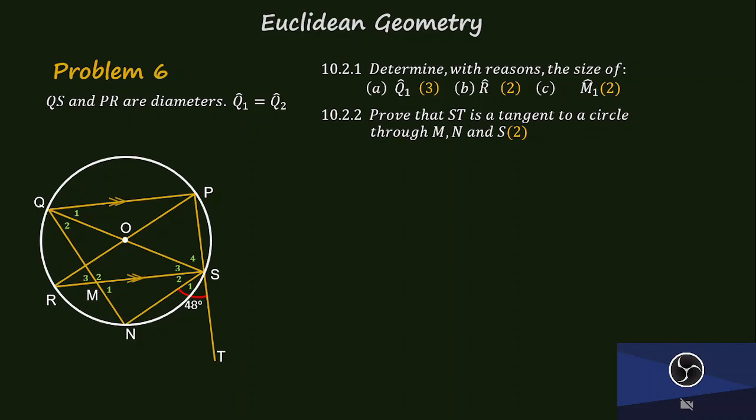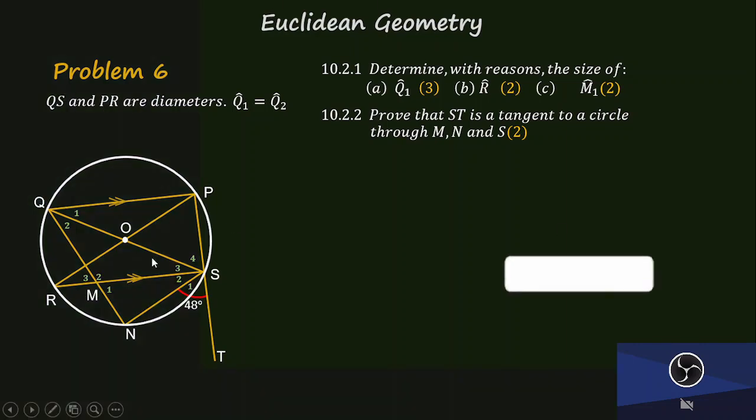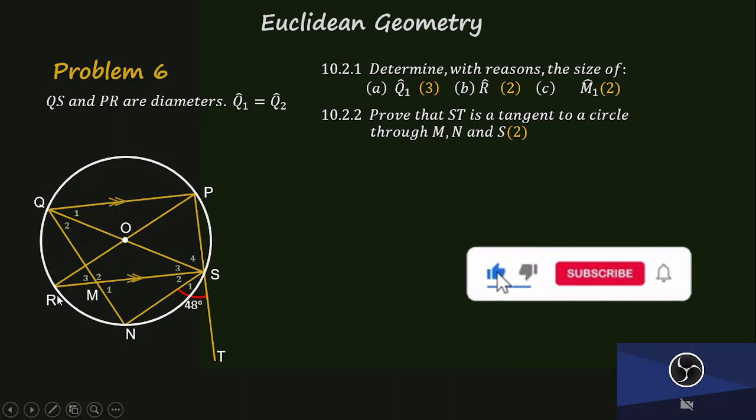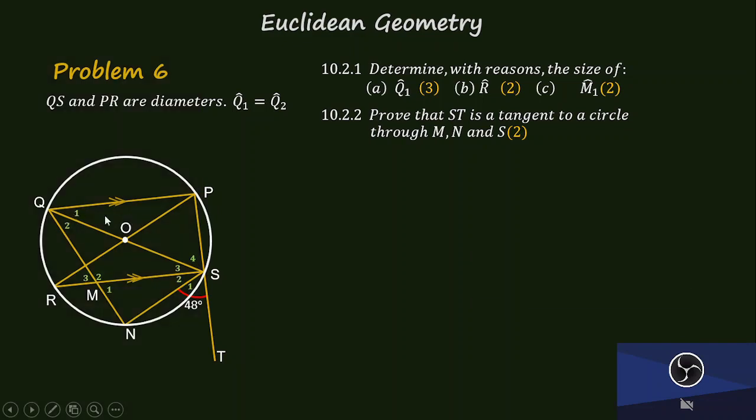Here's another problem, problem 6. In problem 6, we are told that QS and PR are diameters to the circle. We are also given that Q1 equals Q2. Another piece of information not mentioned here: QP is parallel to RS, shown by these arrows. So these lines are parallel. Also S1 is 48 degrees. We are required to determine the size of Q1, of R, and of M1.